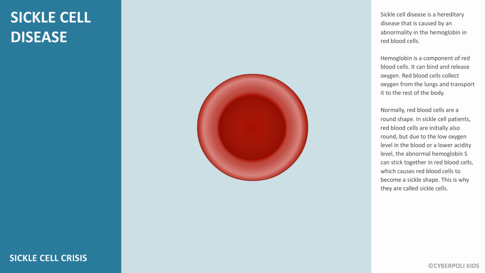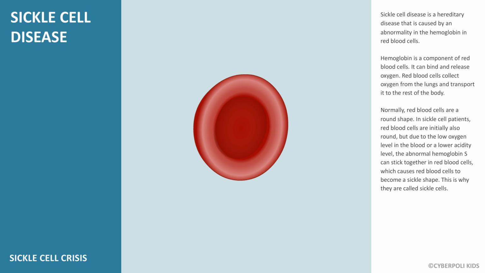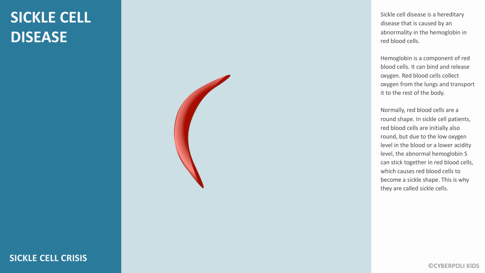Normally, red blood cells are a round shape. In sickle cell patients, red blood cells are initially also round, but due to the low oxygen level in the blood or a lower acidity level, the abnormal hemoglobin S can stick together in red blood cells, which causes red blood cells to become a sickle shape. This is why they are called sickle cells.